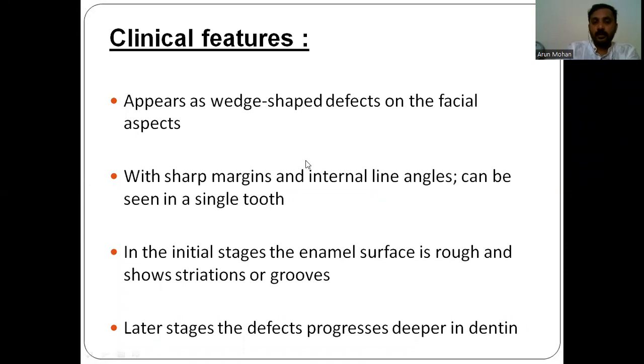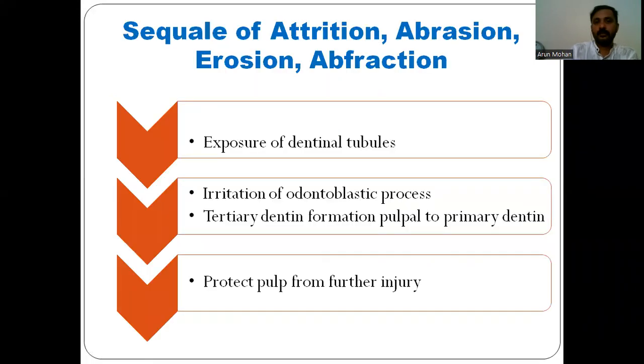So here also the clinical features appear as wedge-shaped defects on the facial aspects of teeth. Often it will be towards the buccal or labial aspect because the flexure happens towards the buccal or labial aspect. They will have sharp margins and internal line angles. So that is abfraction.